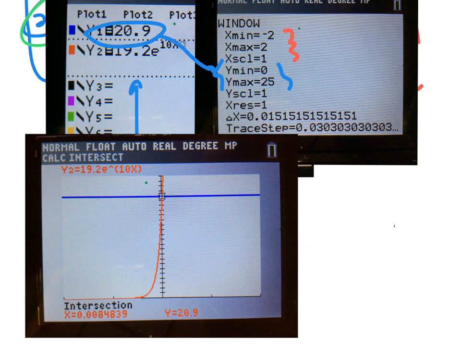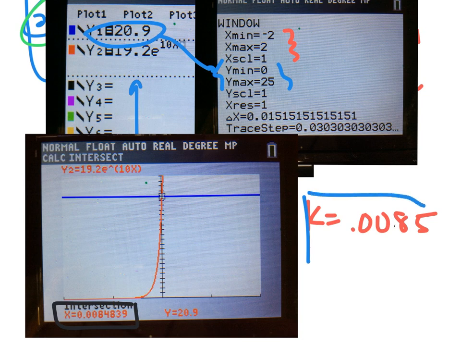So I'm trying to find the point of intersection of the left and right-hand side of the equation. And here is my point of intersection, and here's what matters, letter k. Letter k to 4 decimal places is going to be 0.0085. And that makes sense because the number of people in Australia is increasing, so k is a positive value.